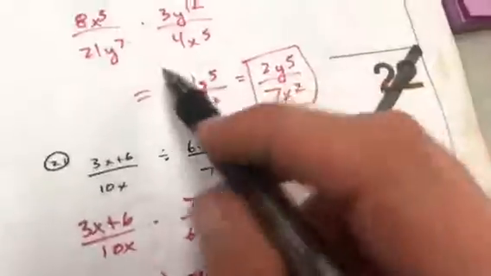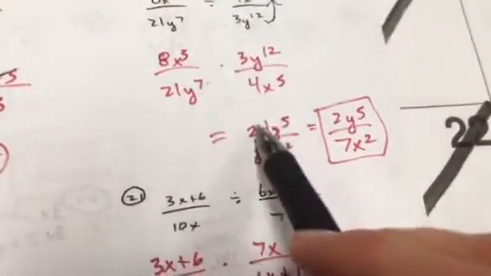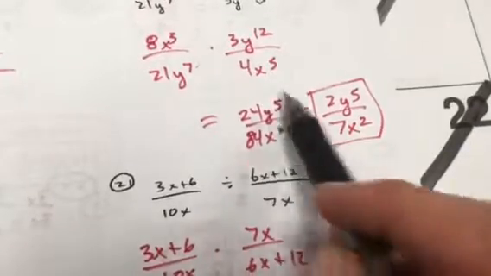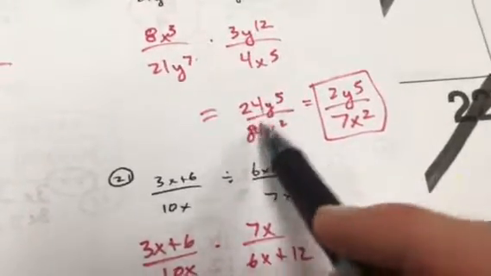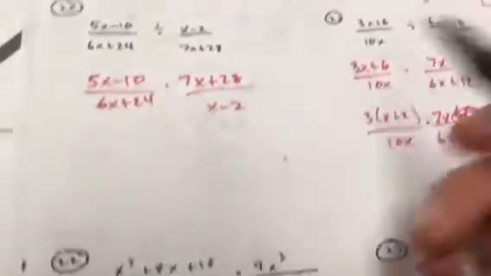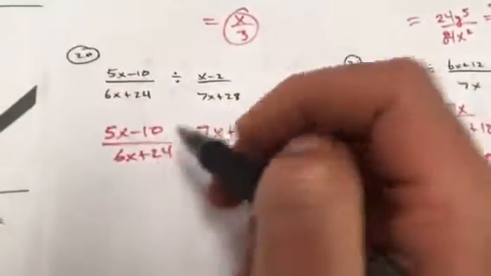5 more. And just multiply, 8 by 3 to give you 24. Multiply 21 by 4 to give you 84. If you left that answer, that'd be fine. Technically, you can divide these both by 12 to get 2 over 7 with your y to the fifth over x squared.